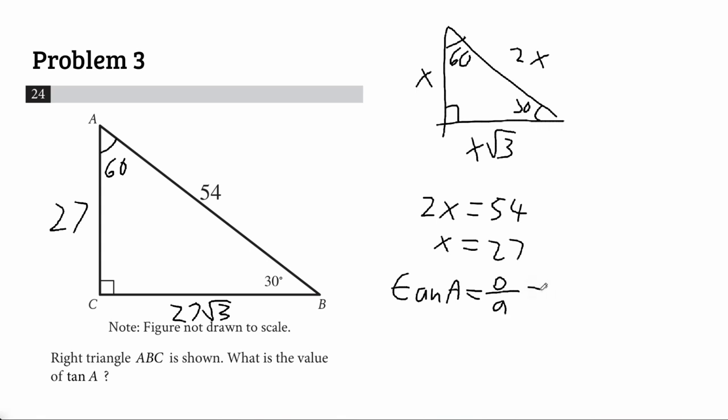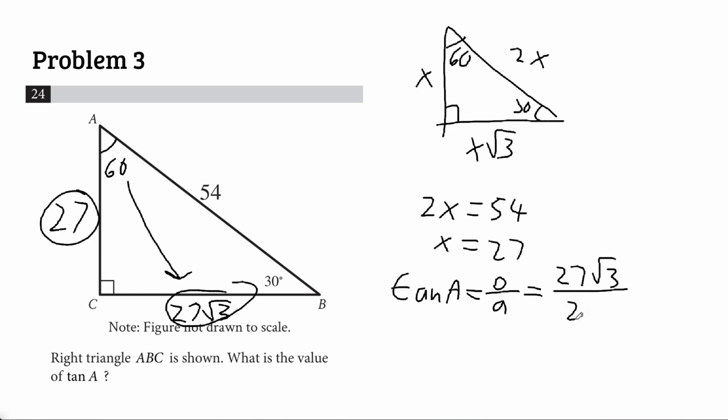Now, the opposite to A is going to be 27 root 3. And then the adjacent to A is going to be 27. So then these 27s are going to cancel out, and we know that the tangent of A will then be equal just to root 3. So that's our final answer.